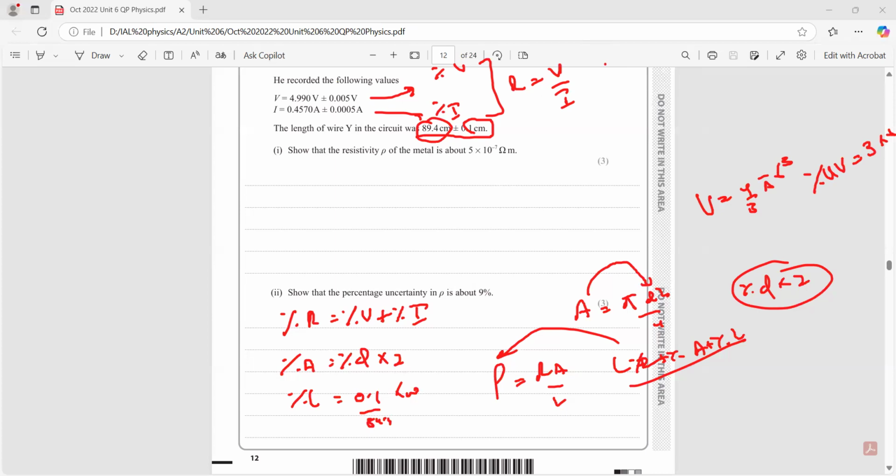Even when I'm subtracting, for example if I was calculating a quantity which is RA minus L, what I should do is add the percentage uncertainty in R, add the percentage uncertainty in A, and add the percentage uncertainty in L. Uncertainty always adds, irrespective of whether quantities are multiplied, divided, added, or subtracted.